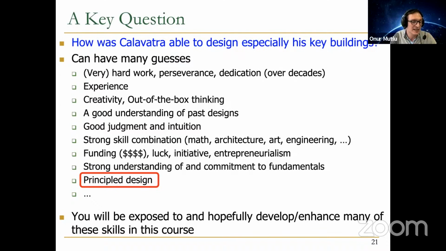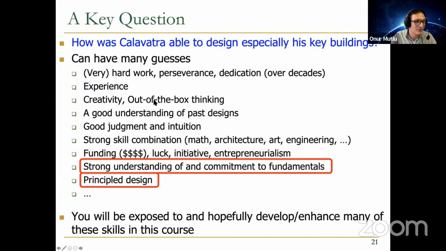Okay, so we're going to focus a lot on principled design and a strong understanding of and commitment to fundamentals in the rest of this particular lecture. But hopefully we will see other examples like good judgment and intuition. We will talk about that when we talk about instruction-set architecture design.